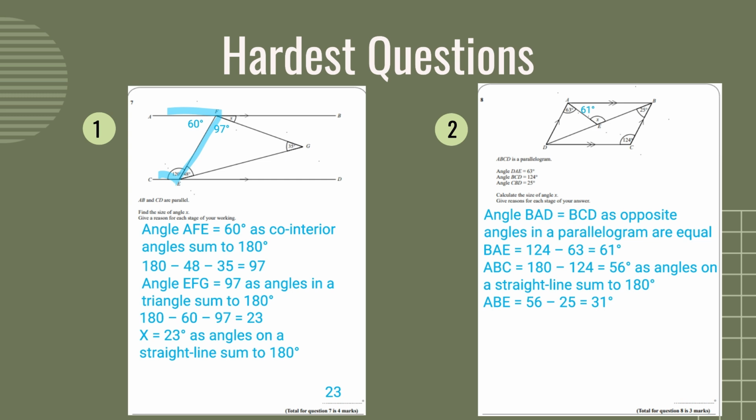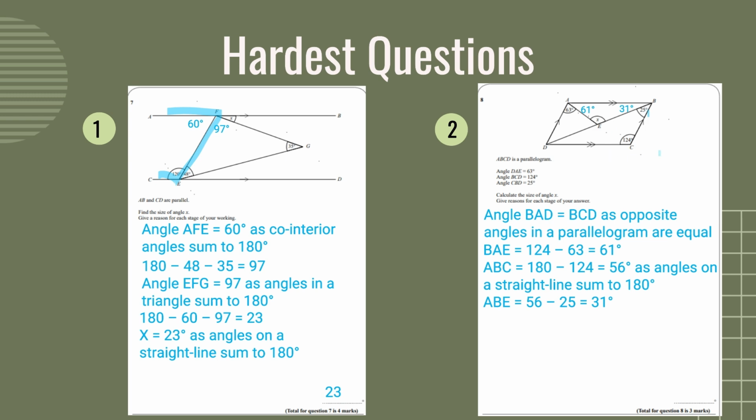We then know angles on a straight line sum to 180 degrees. So ABC equals 180 minus 124, which equals the answer of 56. Then, as we already have the angle of 25 at ABE, and that angle of 56 at ABC, we do 56 minus 25 to get our answer of 31.